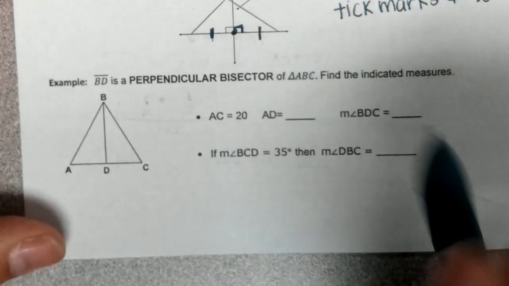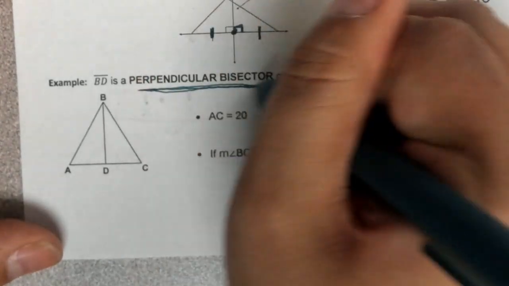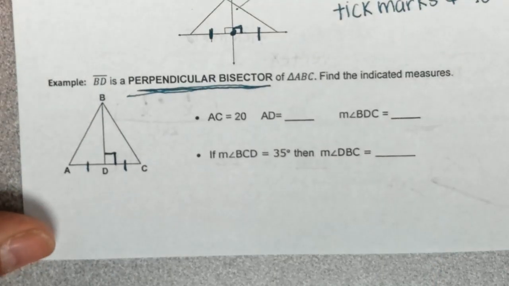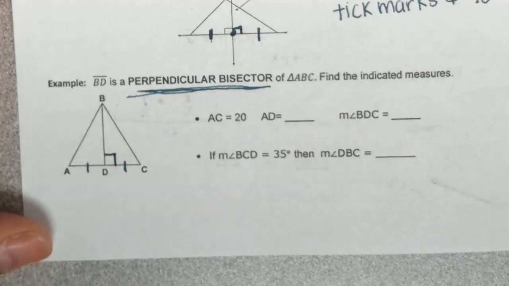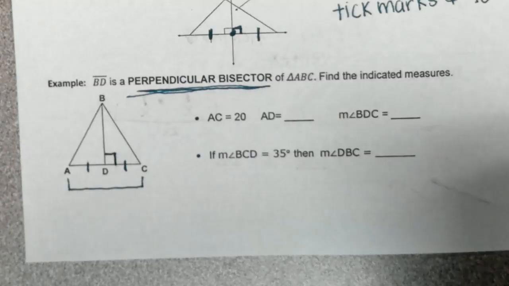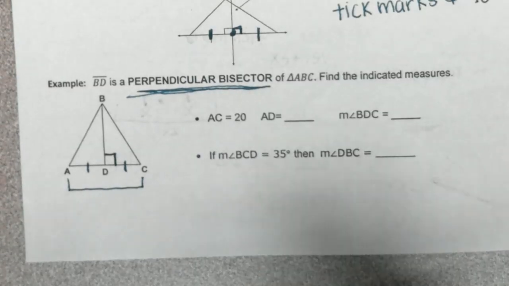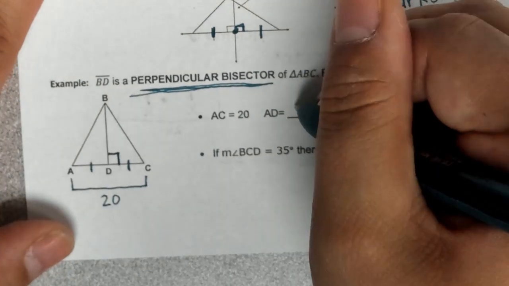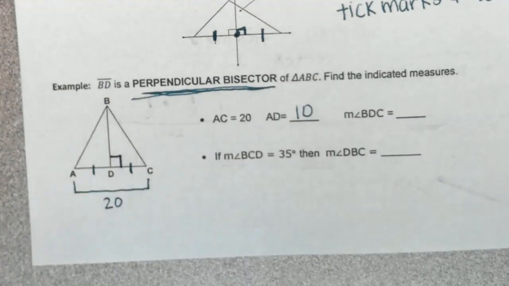Okay? So right here it says it's a perpendicular bisector. What do I add to this picture right away? A right angle. And where am I going to add the tick marks? AD and DC. And then again, like yesterday, please make sure you are labeling your picture. If AC is 20, a lot of y'all, make sure you're reading carefully because some of y'all just start assuming. Read carefully. AC is 20. What is AD? 10. Cool.